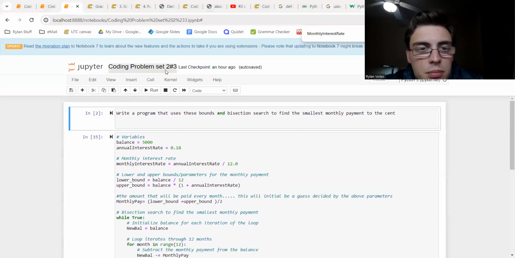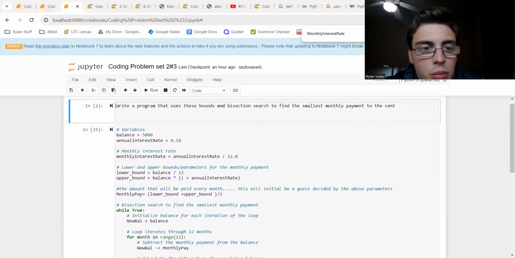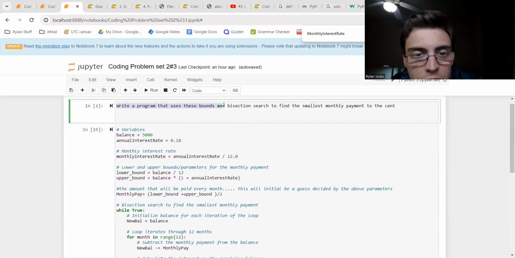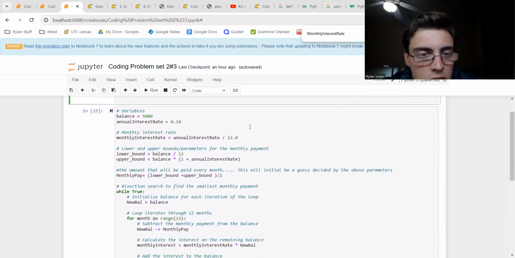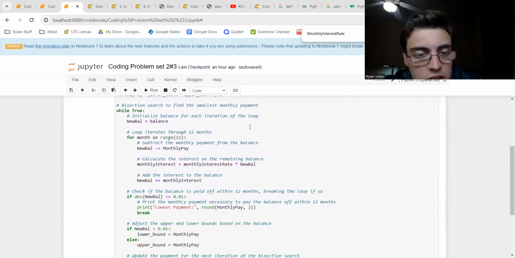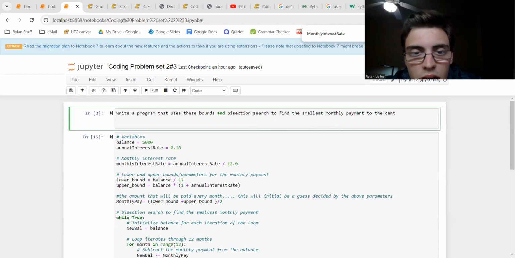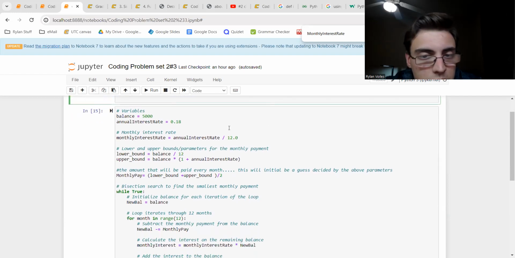This is coding problem set number 2, or set number 3. In this problem, we will write a program that uses a bisection search in order to find the smallest monthly payments.